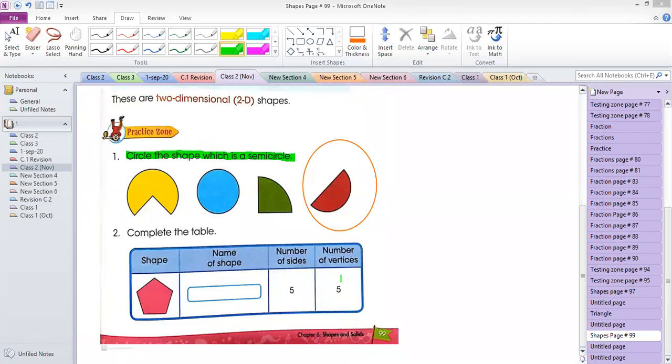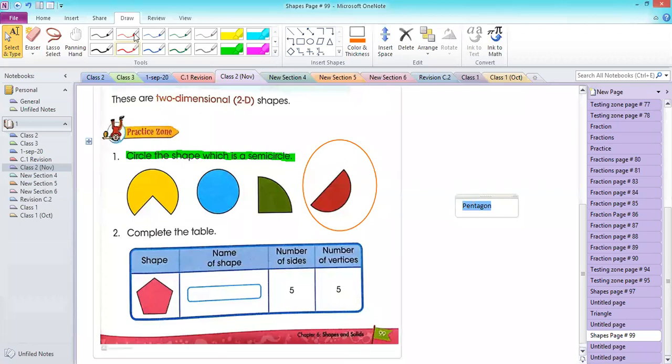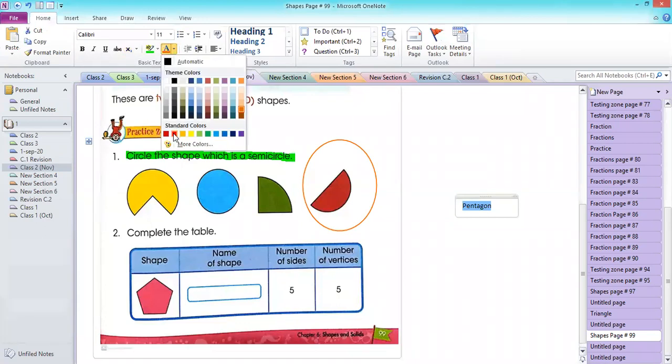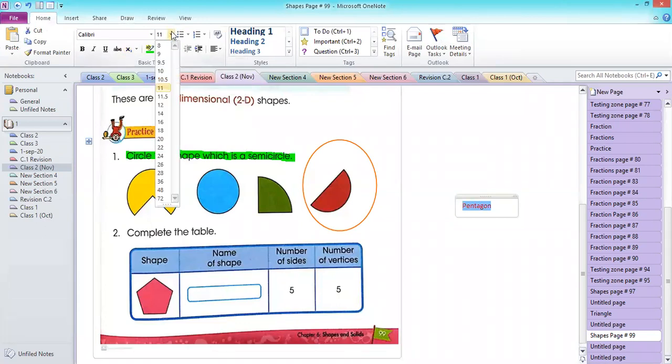Very good, Asser. That's perfect, guys. You all know very well that it is pentagon. So you will write here pentagon. This is pentagon. This is the answer.